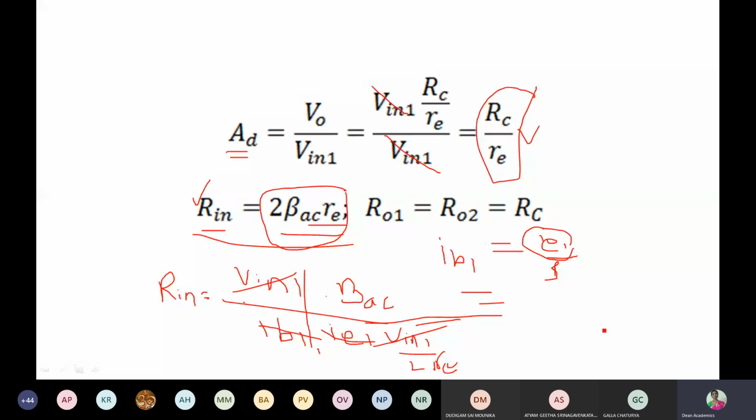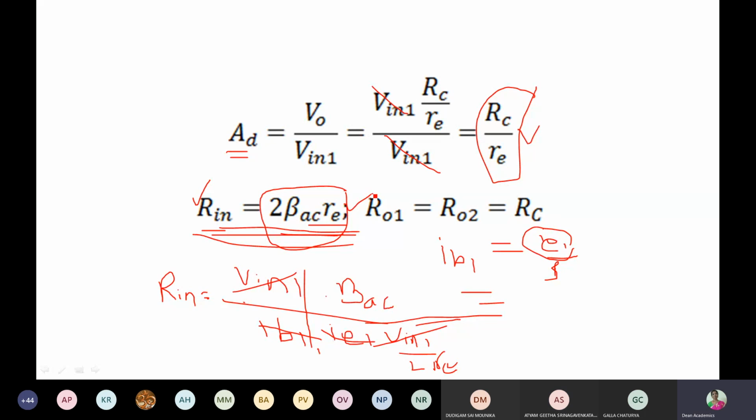So next step, in place of IE1 you write Vin1 by 2RE. Then you simplify, and you will get Rin is equal to 2 times beta AC RE. Are you able to get Rin is equal to 2 times beta AC RE?